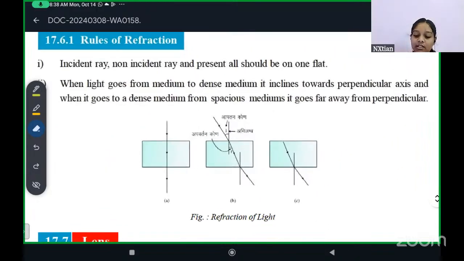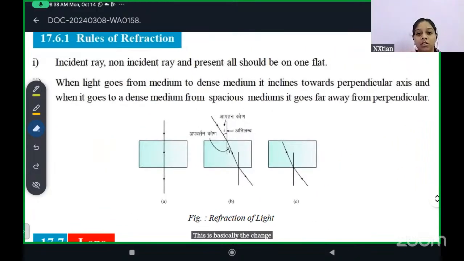This is basically the change in mediums, which is causing a change in how the light ray is bending. How the light ray is bending from a normal medium to a denser medium when it goes: it inclines more towards the perpendicular axis.